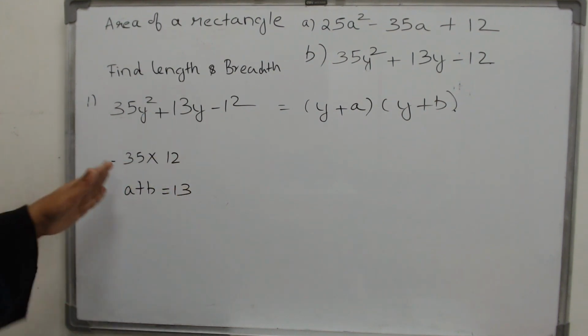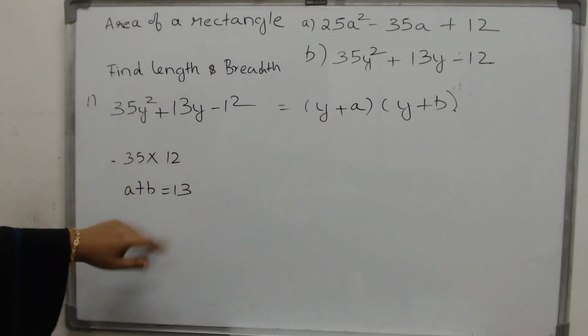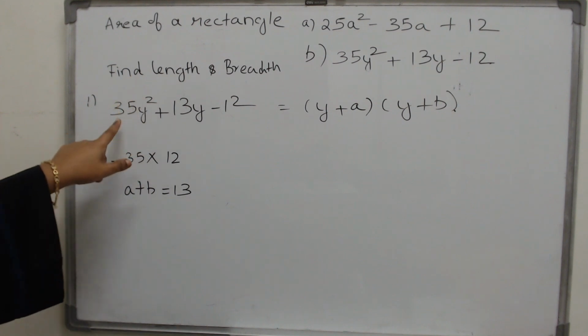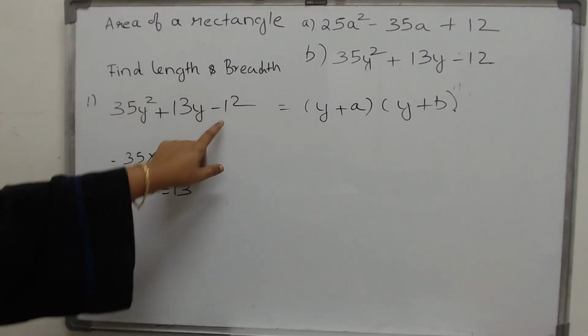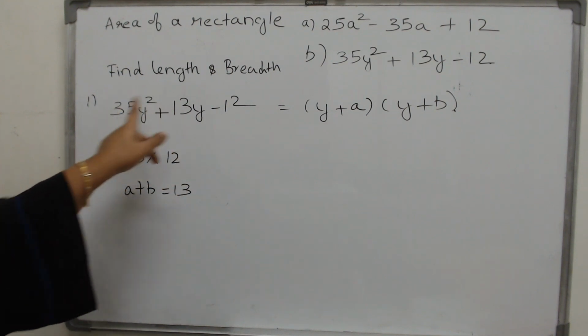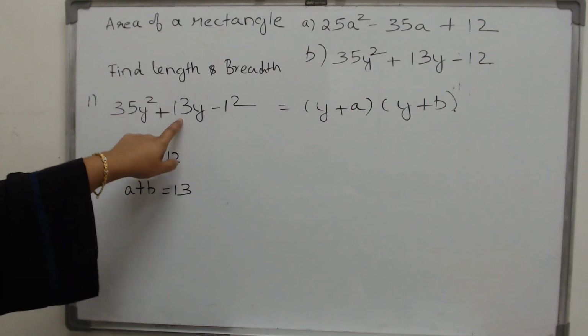Now before you start multiplying and doing all that, just take a deep breath and look at the numbers carefully. 35 and 12. Add it, you will get 47. That's not what you see here. Subtract it, you will get 13. That is exactly what you have here.